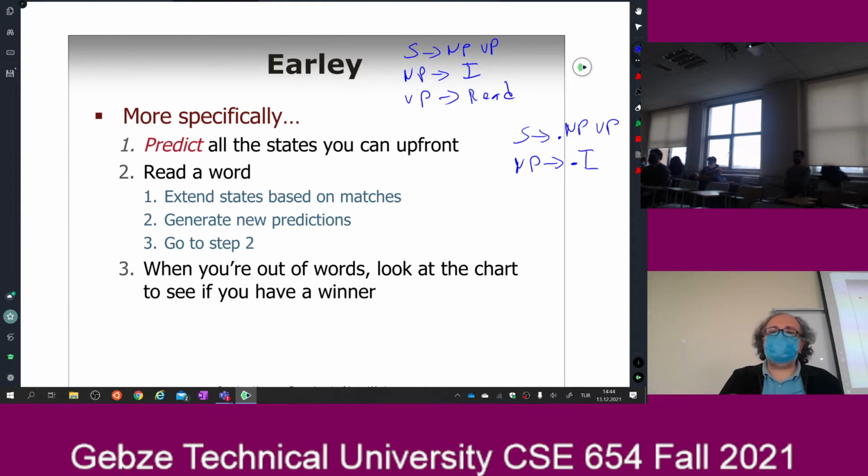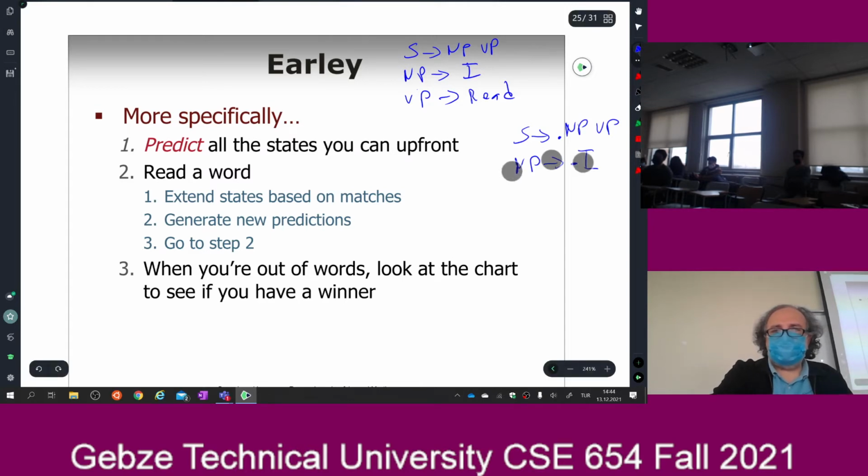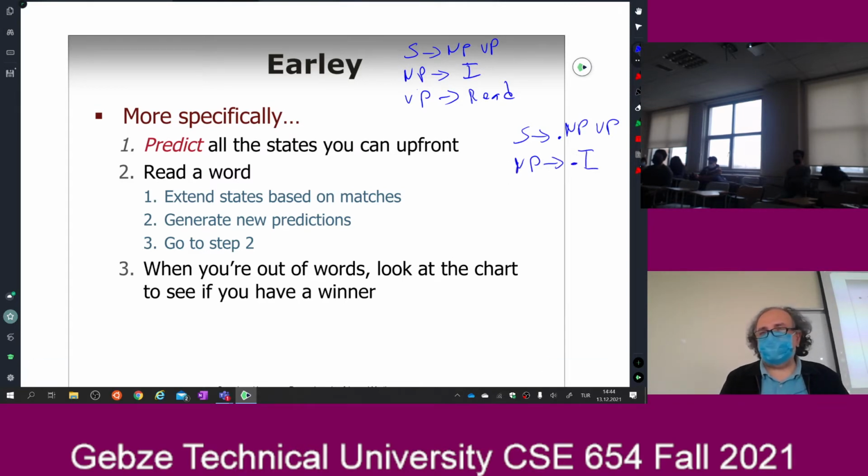Anything that I see happening with the first word that I'm reading, if my sentence is I read, it looks like I am going to extend this one because I am matching something and it will be completed. That's the idea of doing it. So put all the possibilities at the beginning in the first box, box number 0 of the table. Then read the words one by one, do these extensions, generate new predictions, and so on.